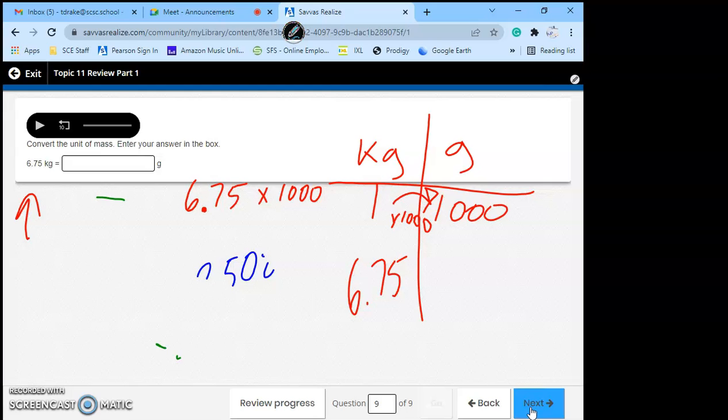Well, I can move the decimal. Why? Because 1,000 is a power of 10. It's a 1 followed by 3 zeros. I can move the decimal 3 spots for the 3 zeros. Which way am I going to move it? Well, I'm multiplying. Multiplying, the answer's going to get bigger. So we're going to move it to the right. So I'm going to move it once, twice, a third time. So I need to add in a 0. So our answer is going to be 6,750.